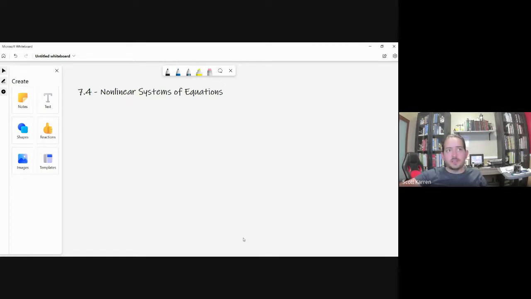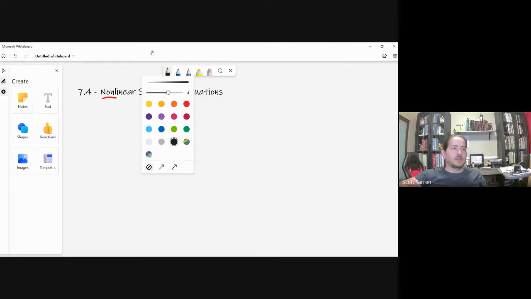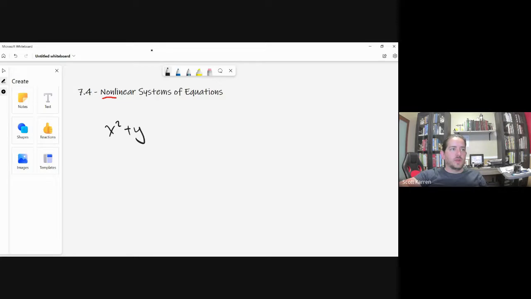7.4 is nonlinear systems of equations. Everything that we've done up to this point has been linear, and now we're going to talk about what happens when it's not linear. So one of the things that we'll look at is something like this. Once I get squares or things that are not just x's or y's, now it's not linear. It's not going to be a straight line.